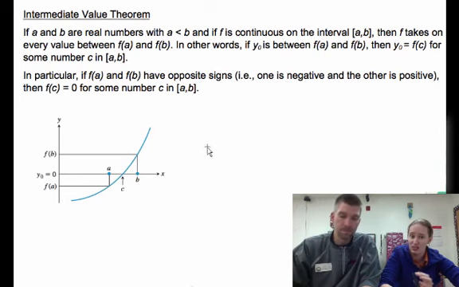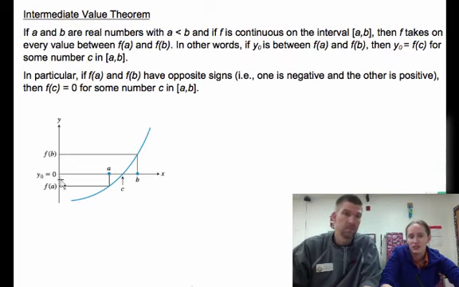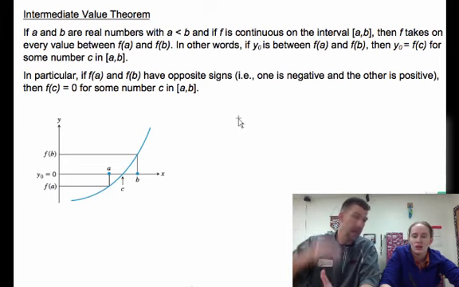And what's really important about that is this next part. If F of A and F of B have opposite signs, so if like in this graph, one Y coordinate is negative and the next one is positive, then at some point between A and B, you have to have a 0. You have to. It has to cross the x-axis and give us a 0 root or solution. It has to do that.